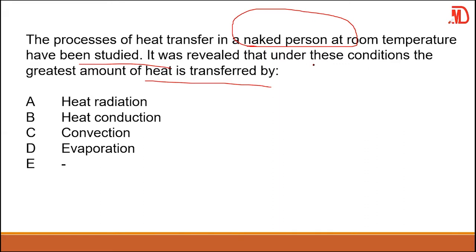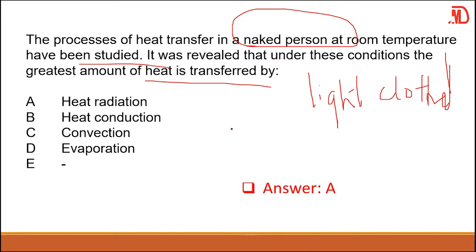And always, the key to knowing that this is heat radiation is that they will say naked body or light clothed. These are the things that help you to know that, yes, they are referring to heat radiation. So your answer here is A, the internal body outside. All right.